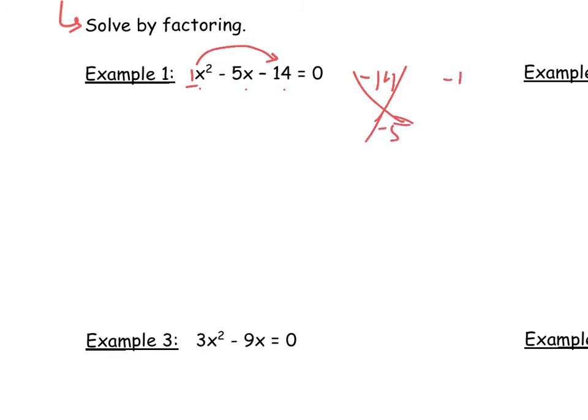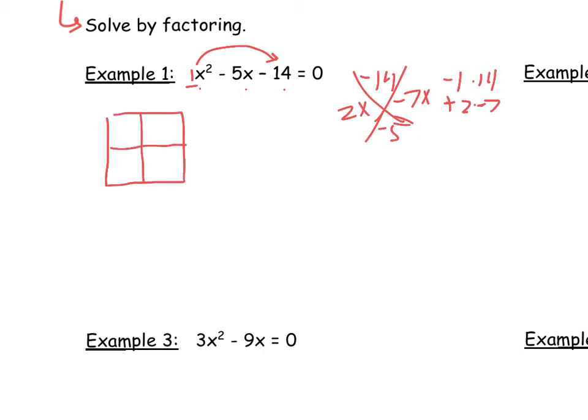If I go with -1 and 14, that doesn't work. That adds up to 13. -2 and 7 works, but I think I need a positive 2 and a negative 7. That would add up to negative 5. So this is 2x, negative 7x, and then we'll use the reverse box method. I think most of you use the reverse box method. I'll show you both methods in a little bit. So we're going to throw x squared in there and negative 14.